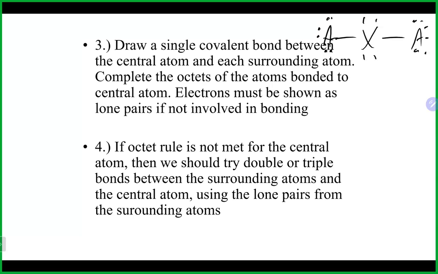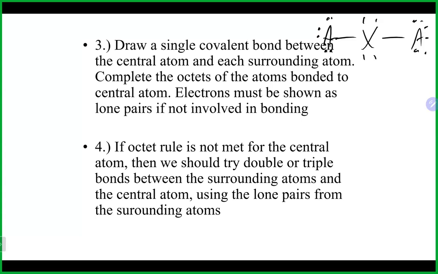Single bond, not double, not triple out of the gate, single bond. Fill up all the outside atoms with dots, pairs of non-bonding electrons. Any leftover electrons go as pairs on the central atom. At that point, once you get to the central atom and start putting dots, you should definitely be out of electrons. And you want to check, lastly, that everybody has met the octet rule.